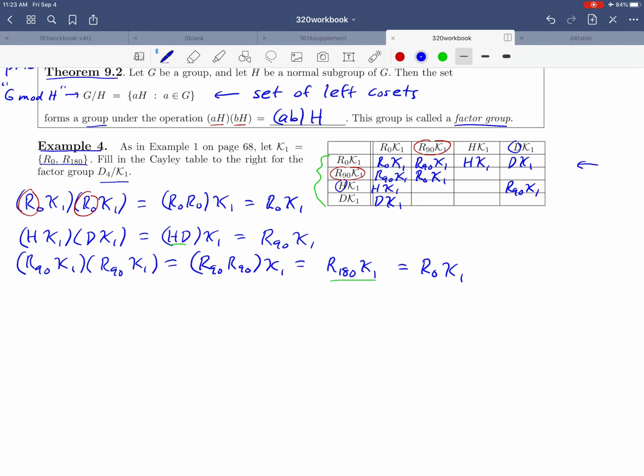Okay, well, let's maybe do one more together here. So what if we took HK1 times itself? Well, that would mean we're taking H times itself times K1, and H is a horizontal flip. If you do 2 horizontal flips, one right after another, you're going to get the identity. So we're going to get R0 times K1 for that. And I'll leave it to you to fill in the rest of the chart.